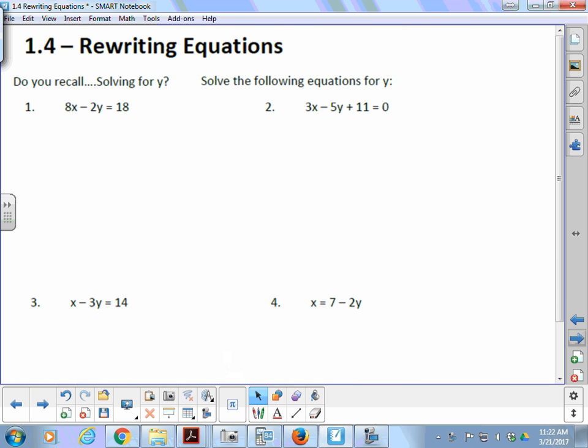All right, so do we recall solving for y? We want to solve the following equations for y. So you may remember how to do these. So let's just get right into it. So we want to solve for y. Whenever we're solving for y, that means we're trying to isolate it, just like any other equation. It's just that we're not going to get a number for an answer. We're going to get an answer that has numbers and variables in it.